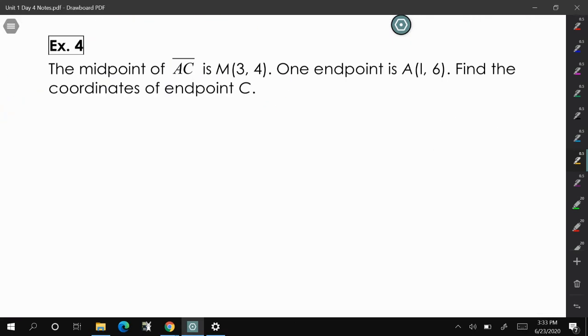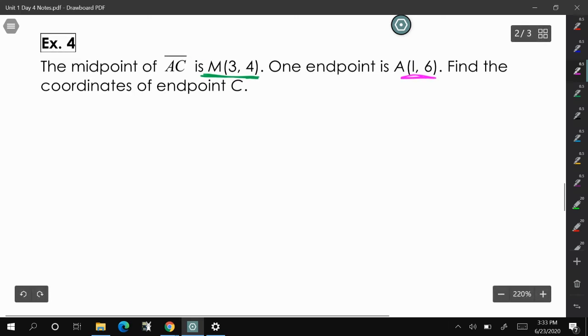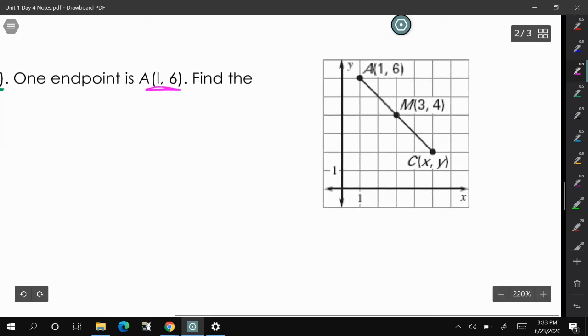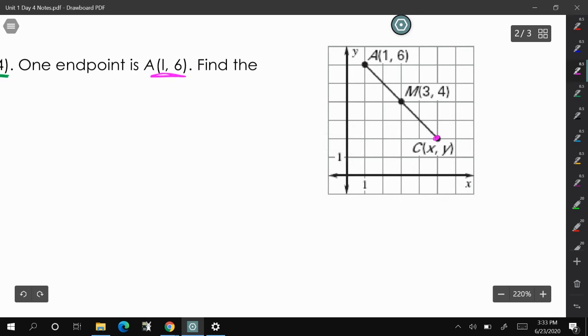Now let's look at this one very carefully because it's not asking us to find the midpoint. It tells us that the midpoint is 3, 4. One of the endpoints is 1, 6, and we have to find the other endpoint. This is one where a picture is probably going to be more helpful. We're trying to find this point down here.